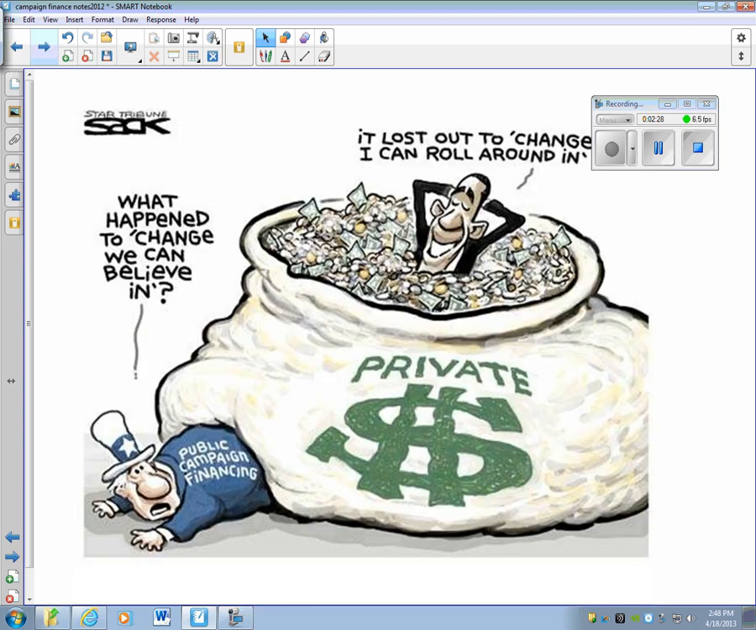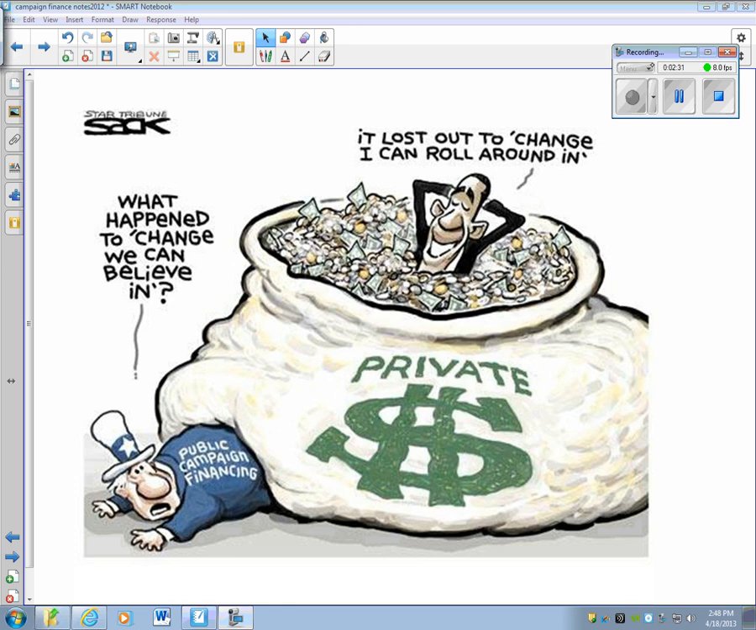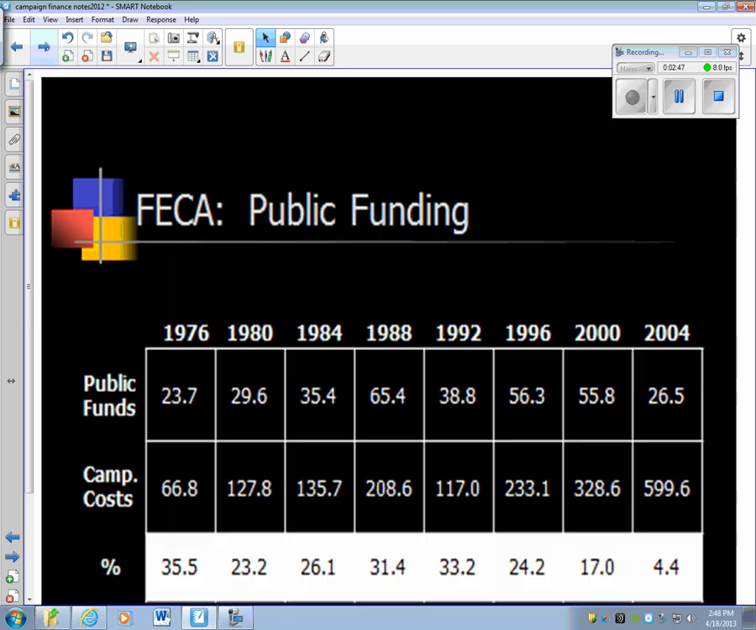All right, so here's public financing, just a quick cartoon there. This was right after Obama made that decision to not accept public money. As you see down here, public campaign financing is kind of being squashed. And why is he killing it? Because he's taking all the money on his own. He doesn't need the public money. So this graph shows you the campaign costs. See how they've increased up to $600 million by 2004. Public funds you see go up and then start to dwindle by 2004 as well. So it worked for a little while and then more money got into the system.